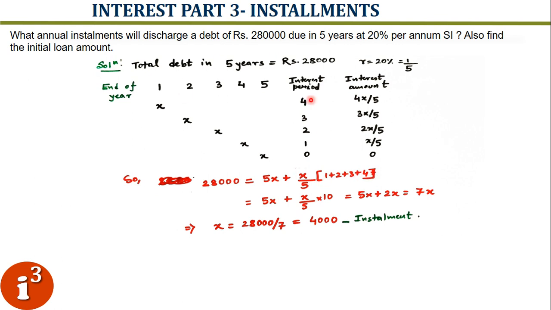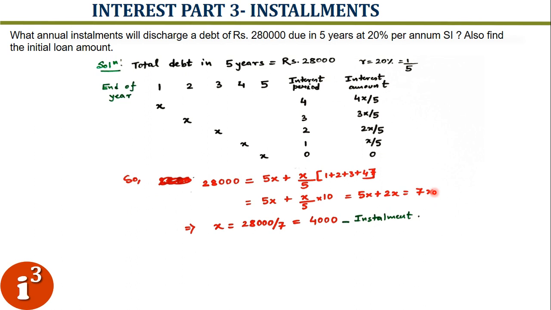See, you will not draw this one. When you are thorough with this, you will directly write. You have given 5x installments. Rate is 20%, so x by 5, and if it is 5, it will go till 4. So 1 plus 2 plus 3 plus 4. This will be 5x plus x by 5 into 10. So 5x plus 2x. 2x is the interest amount. 5x is what you have paid.